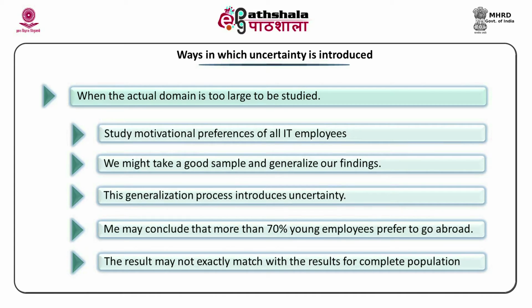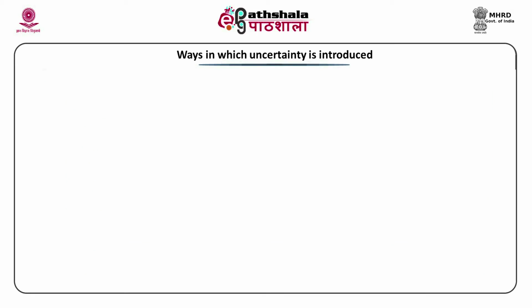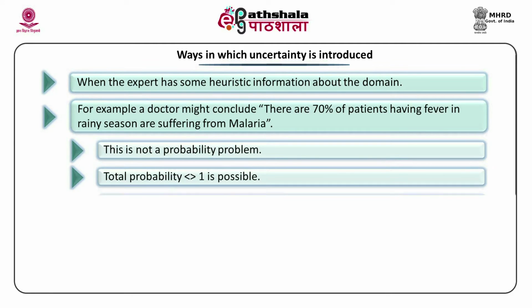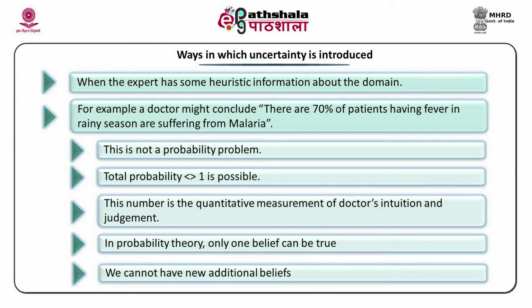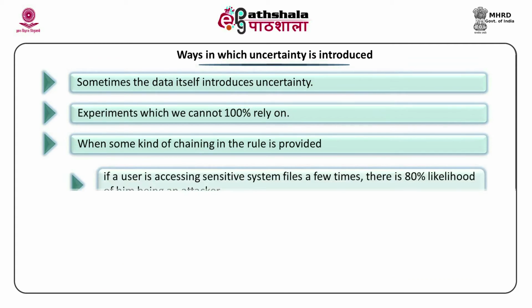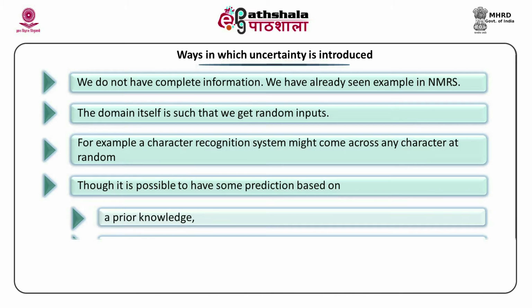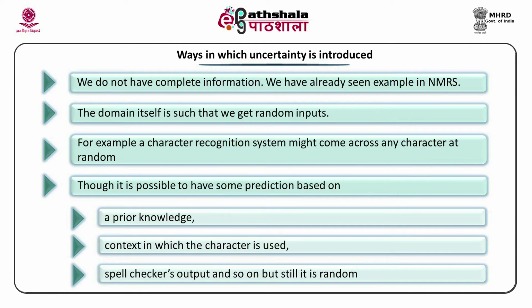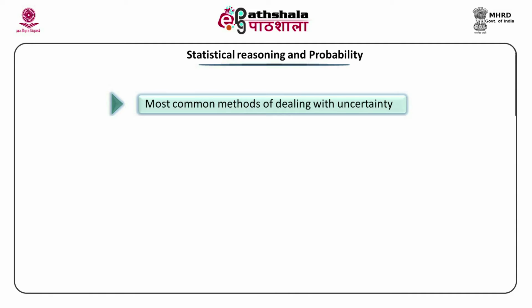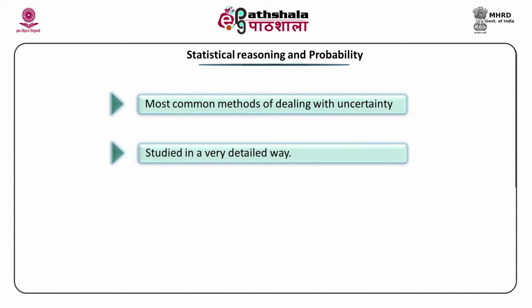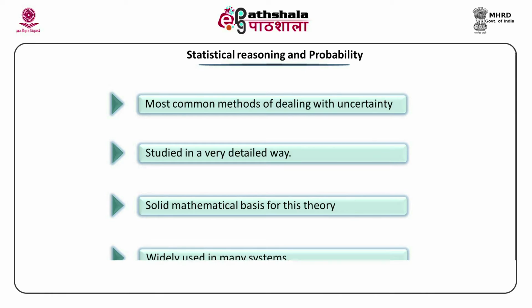However hard I try, what I get is only an assumption. I cannot get the right value. This is where the first case of uncertainty is introduced, or the expert says that there is a 70% chance of having malaria or something, or the data itself introduces uncertainty. For example, if you take an experiment where the results are not 100% conclusive on something, or we do not have complete information, like in NMRS, when we do not have complete information, we will not be able to tell anything for certain. Statistical reasoning and probability is one of the most common methods of dealing with uncertainty, and this thing is studied in detail. It has a solid mathematical foundation, and it is being used in many systems.